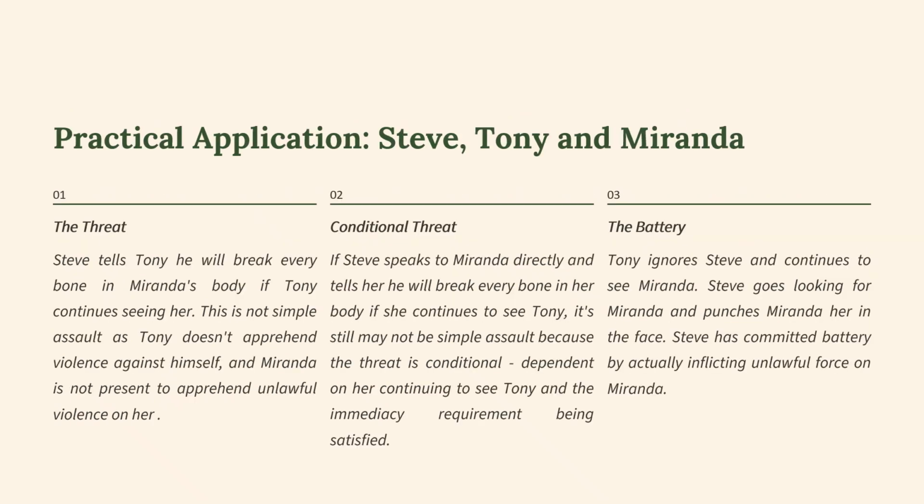Now look at the practical applications. Steve, Tony and Miranda. Look at the situation. One, the threat. Steve tells Tony he will break every bone in Miranda's body if Tony continues seeing her. This is not simple assault, as Tony doesn't apprehend violence against himself, and Miranda is not present to apprehend unlawful violence on her. Conditional threat. If Steve speaks to Miranda directly and tells her he will break every bone in her body if she continues to see Tony, it still may not be simple assault, because the threat is conditional, dependent on her continuing to see Tony, and it also depends on the immediacy requirement, and that's what we talked about in the previous class on simple assault.